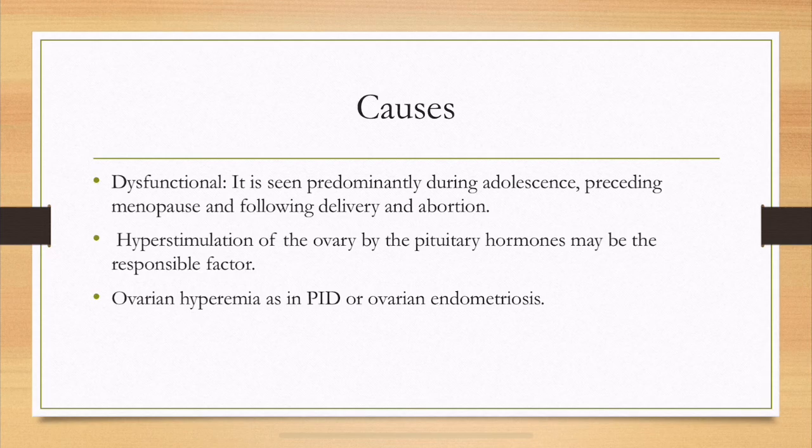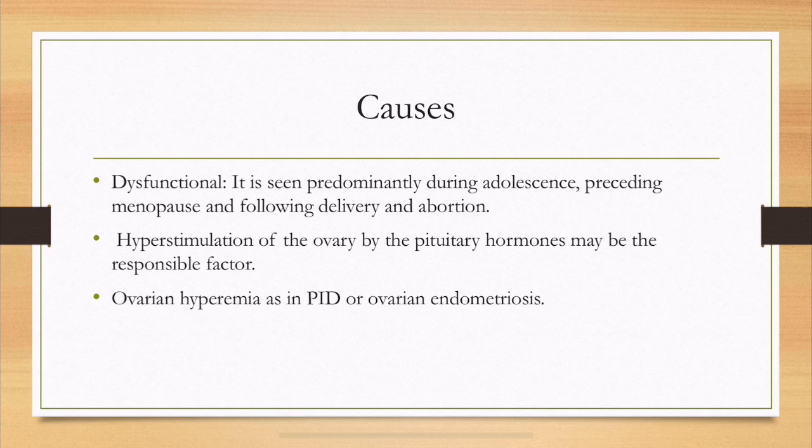Hyperstimulation of the ovary by the pituitary hormones. We saw in the normal physiology of menstruation that the pituitary hormones, FSH and LH, are released. FSH acts on the ovary and causes the maturation of the primary follicle to the Graafian follicle. This is the normal physiology. When there is hyperstimulation of the ovary by the pituitary hormones, this will be the cause for polymenorrhea.